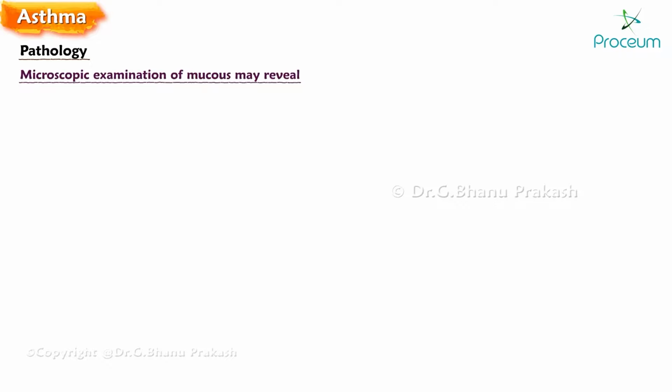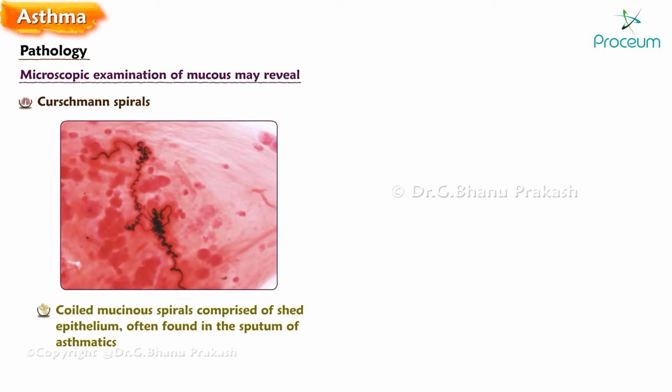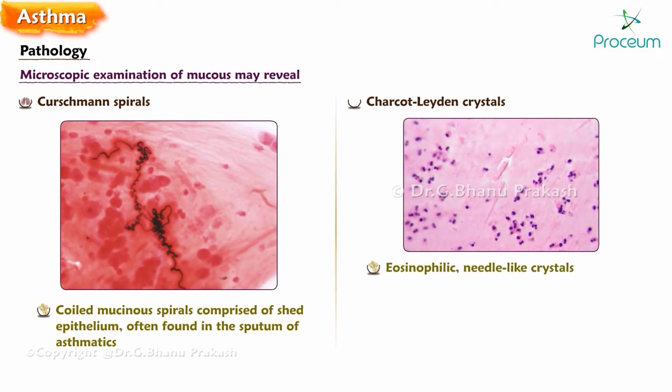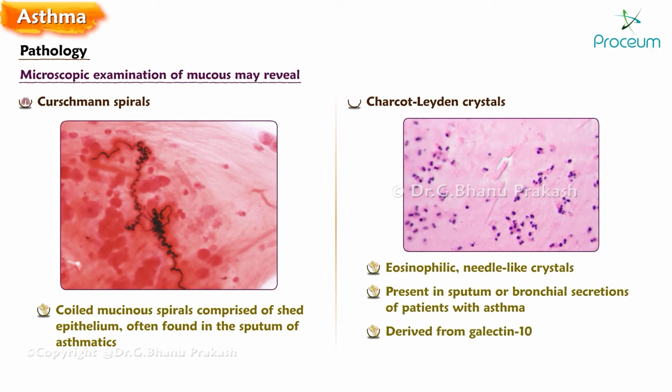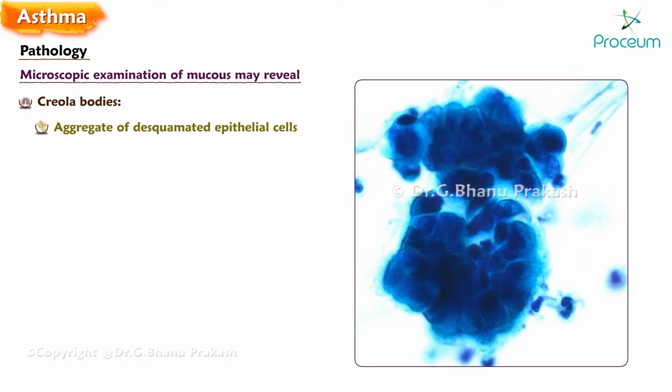Microscopic examination of mucus may reveal Curschmann spirals, which are coiled mucinous spirals comprised of shed epithelium, often found in the sputum of asthmatics. Eosinophilic, needle-like Charcot-Leyden crystals may also be present in sputum or bronchial secretions of patients with asthma. These crystals are derived from the protein galectin-10, which is normally found within the primary granules of eosinophils. Creola bodies, aggregates of desquamated epithelial cells.